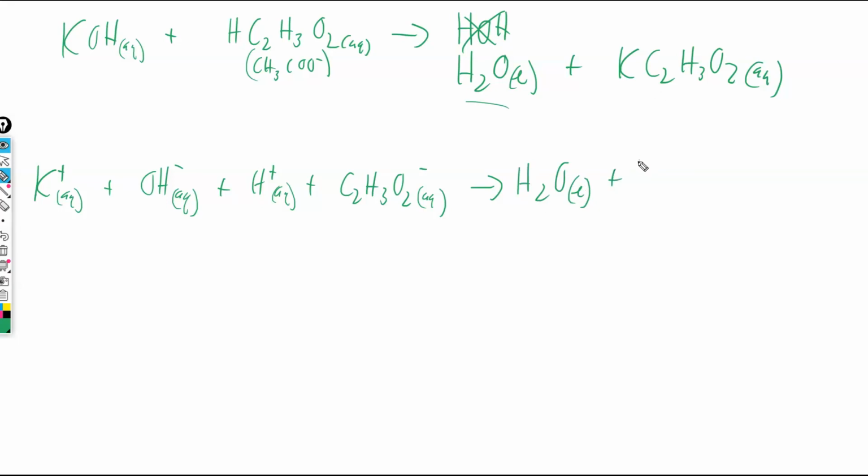But then you can break up this guy: K plus in aqueous plus C2H3O2 minus in aqueous. All right, this is your complete ionic reaction, remember. So now go through and see what cancels out as a spectator ion. Potassium on the left side, potassium over here. Boom. Hydroxide, nope. Hydrogen, nope. Acetate ion, yup.